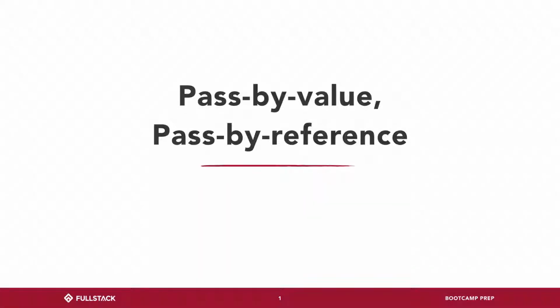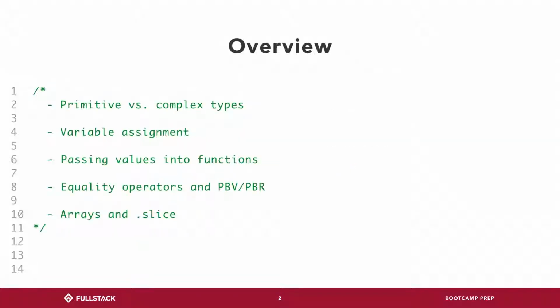Okay, so pass by value, pass by reference. How did any of this just work? So the overview. The way we treat primitive and complex data types have different behaviors depending on when they're passed around and when they're evaluated.